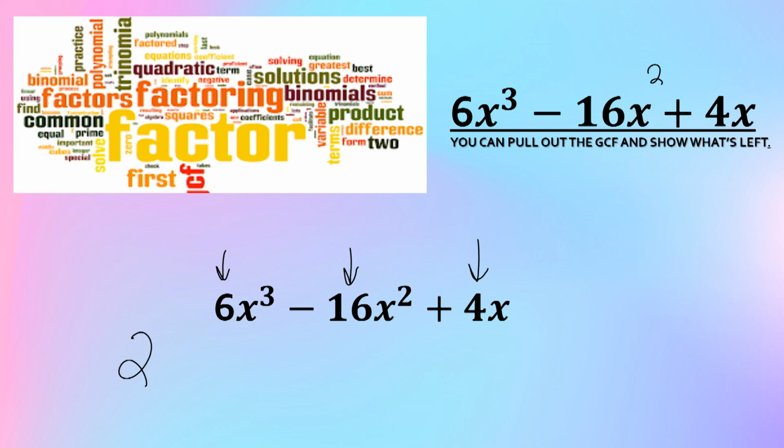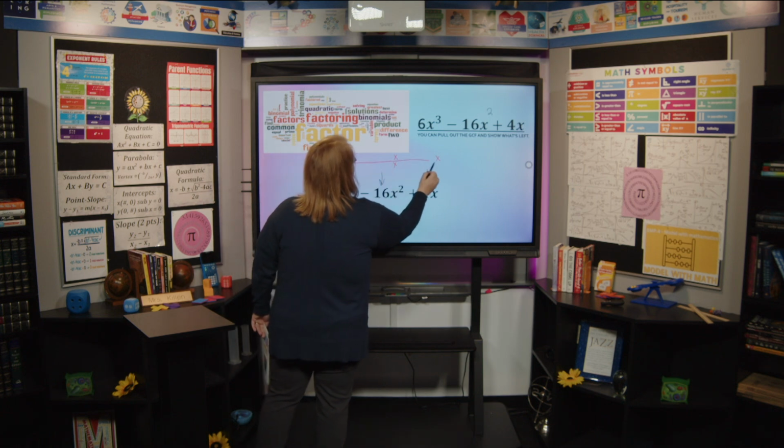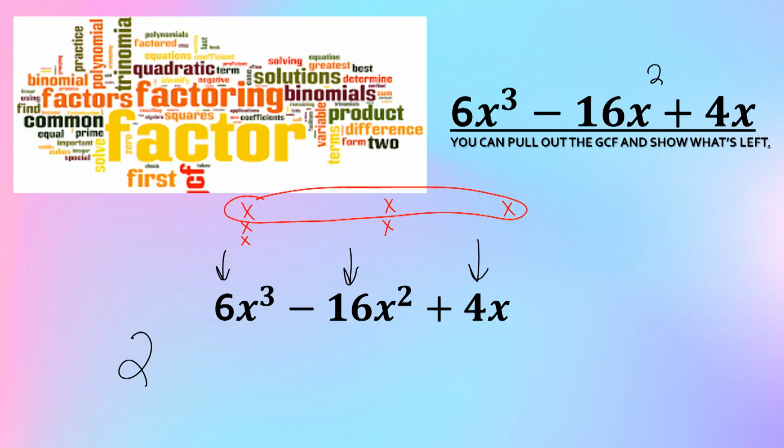Now, let's look at our variables. This is something that I have been showing my students for years. I have 3 x's being multiplied to each other. I have 2 x's being multiplied here. And then I just have the 1x. To figure out what the greatest common factor of my variables is, how many times can I circle an x in all of them? And so I can pull 1x out of all 3 of my terms.